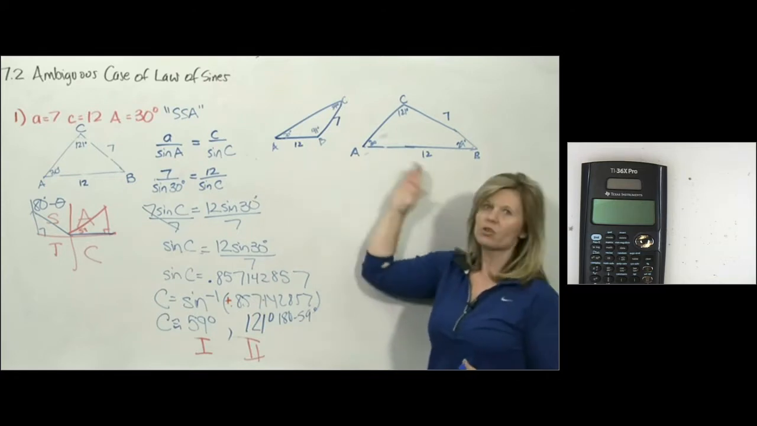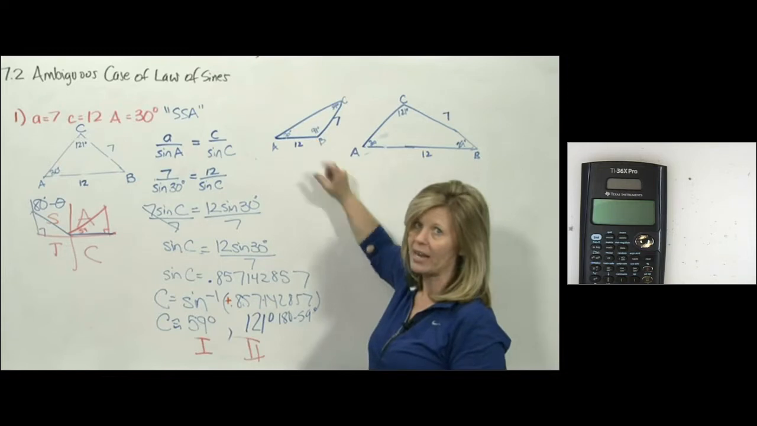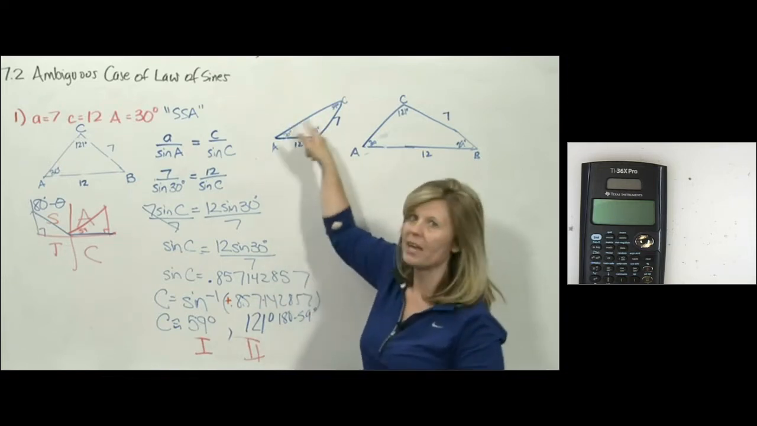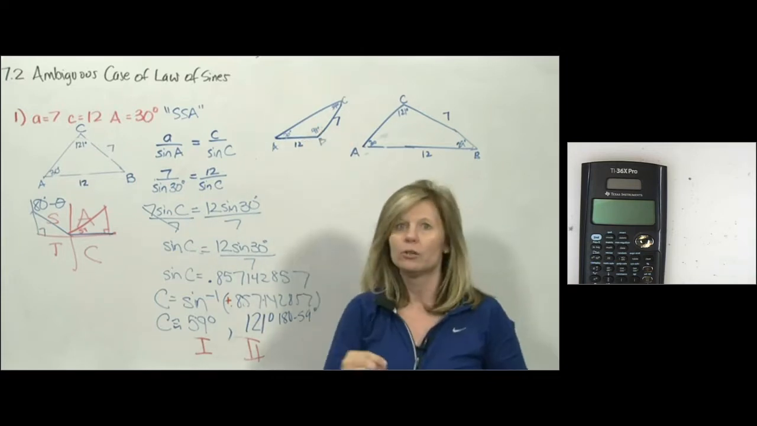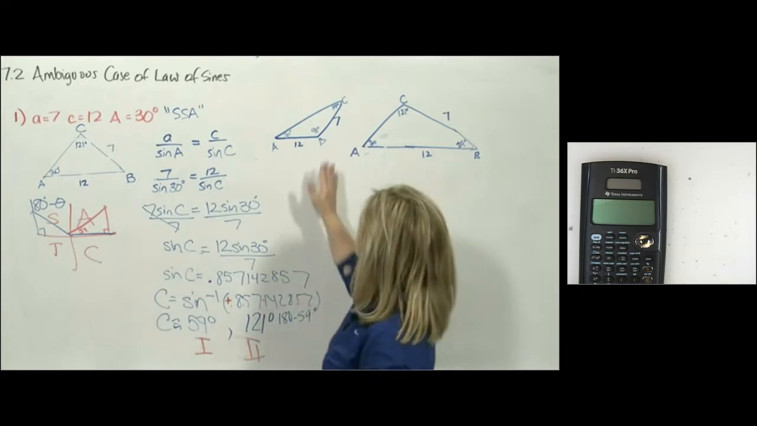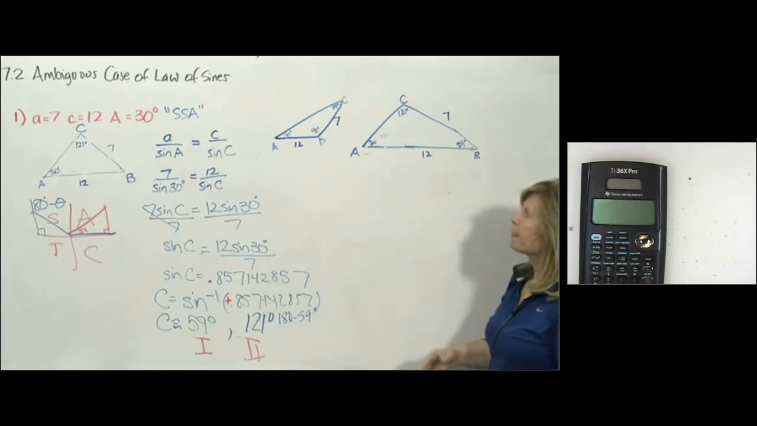Are either one of these triangles right triangles? No. Don't tell me 91 degrees is right. It's not. So to find this third side B, can we do Pythagorean theorem? Nope. Can we use SOHCAHTOA? Nope. We've got to use what law? Law of sines. So we're going to set up law of sines.